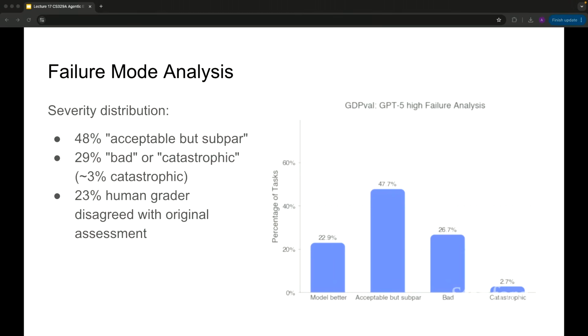And there was some amount of disagreement between human graders with respect to whether they agree on what the assessment of the model output is or not. So that also affects some of this analysis.